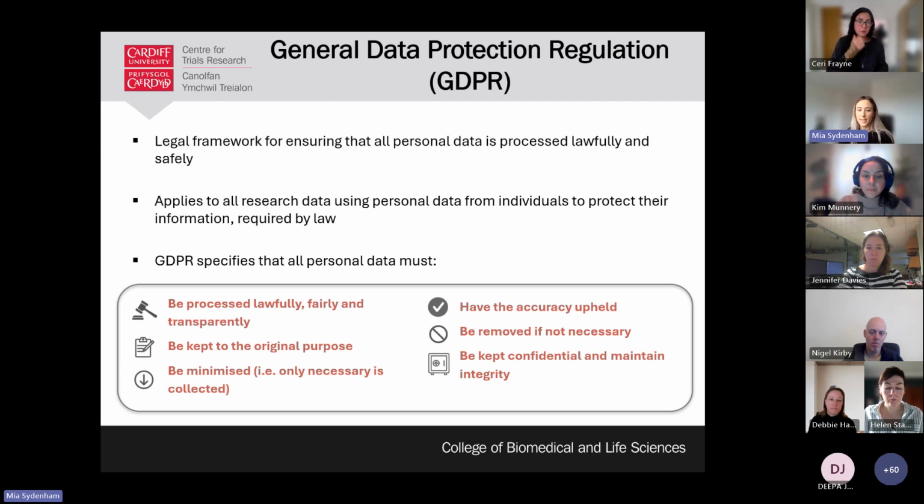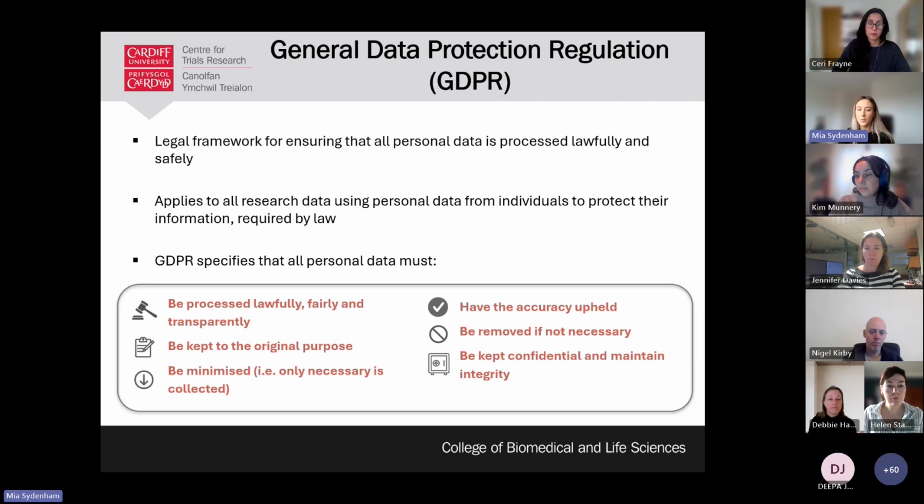So General Data Protection Regulation, or GDPR, is one, which I think most people will have heard of. GDPR is a legal framework, and the fundamental purpose is to ensure that individuals' personal information and data is protected and processed lawfully and safely. Personal data is just any information that can identify an individual either directly or indirectly. GDPR applies to all research studies that use personal data from individuals, and it needs to be followed by law.